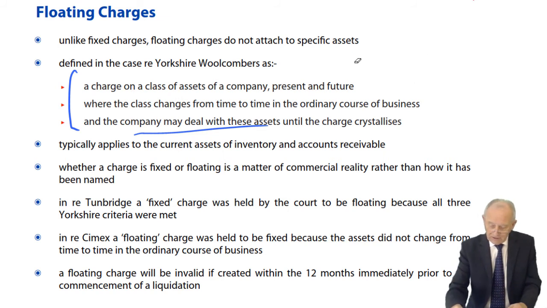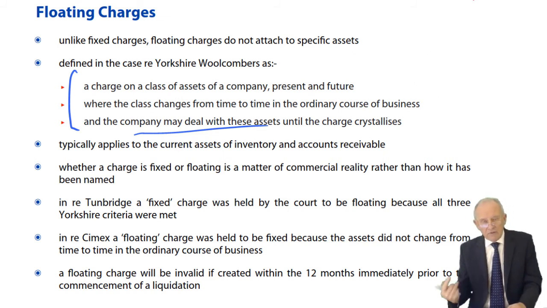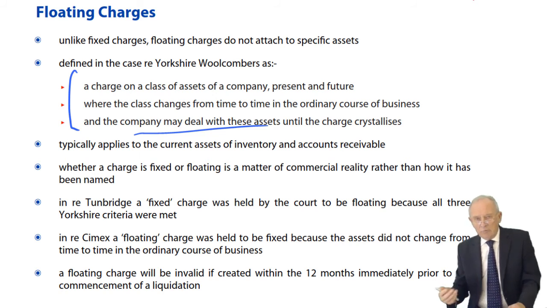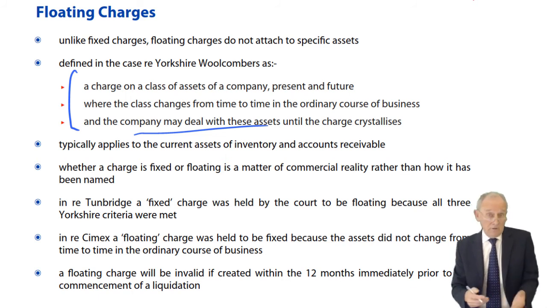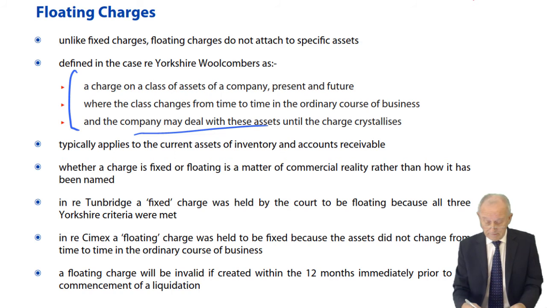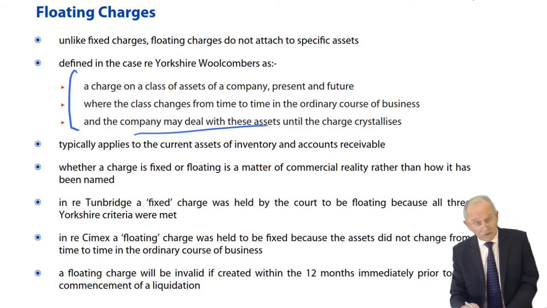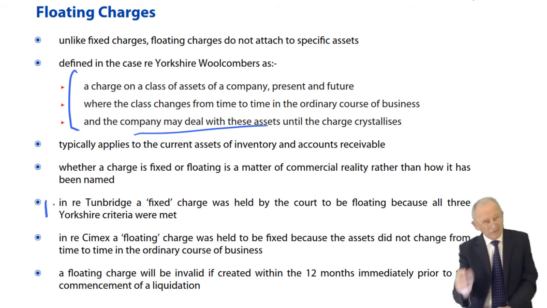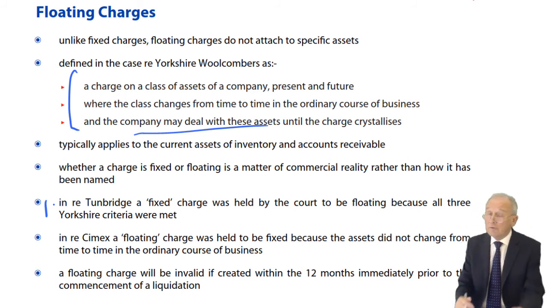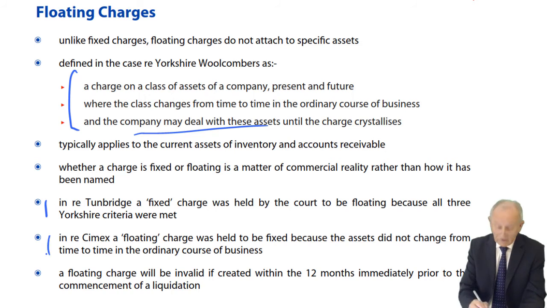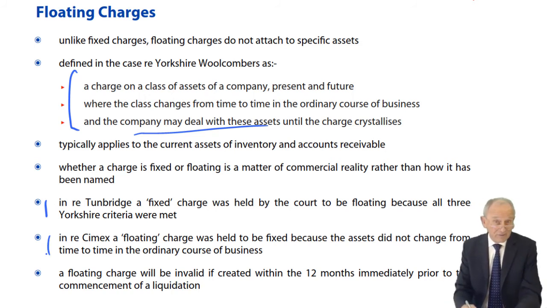So it's a charge on a class of assets where the class changes from time to time, but meanwhile, until crystallization, the company is able to deal with those assets freely in the ordinary course of business. Whether a charge is fixed or floating is a matter of commercial reality. It's not how you describe it in the document. In Tunbridge, and again, you don't need these case names, a fixed charge was held by the court to be floating. But in Cymex, a floating charge was held to be fixed.